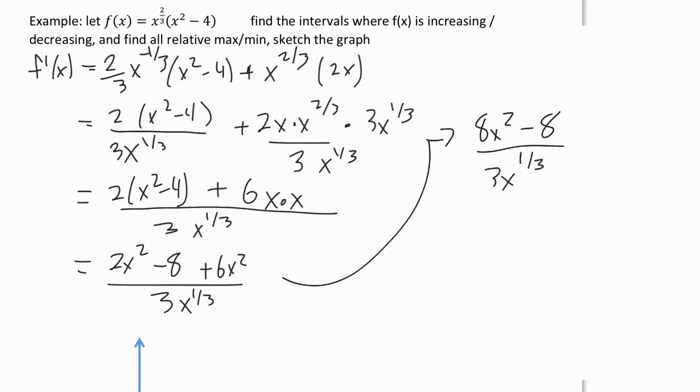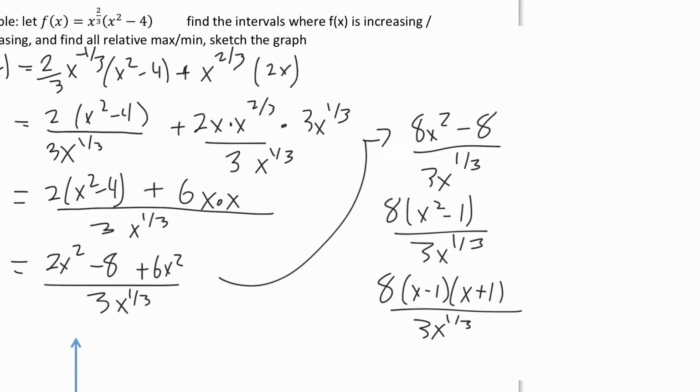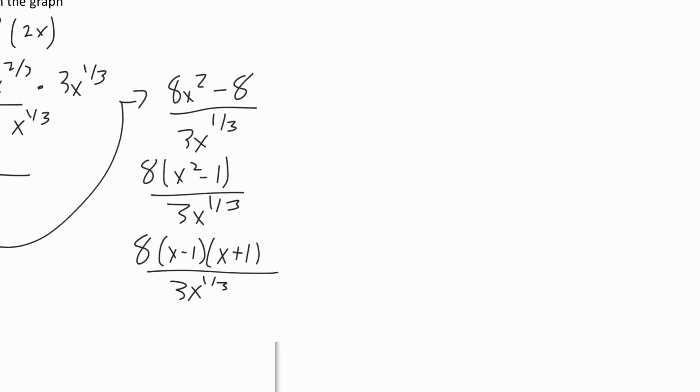We could factor out an 8. So 8 times x squared minus 1 over 3x to the 1/3. And then we can factor that as a difference of squares. So 8 times x minus 1, x plus 1 over 3x to the 1/3. So now we have to take that and do a sign diagram.